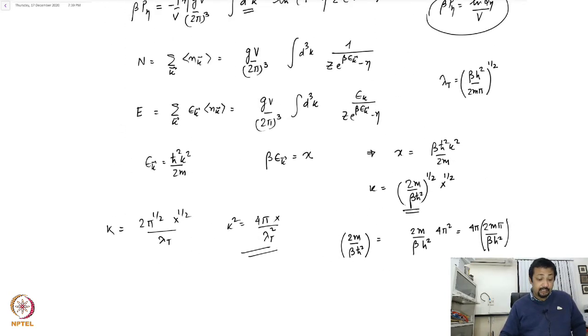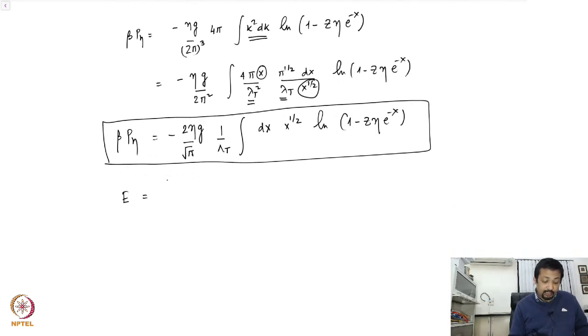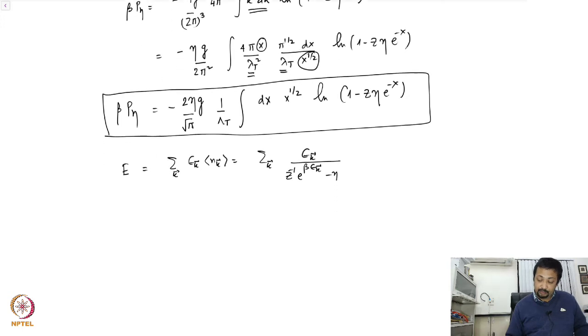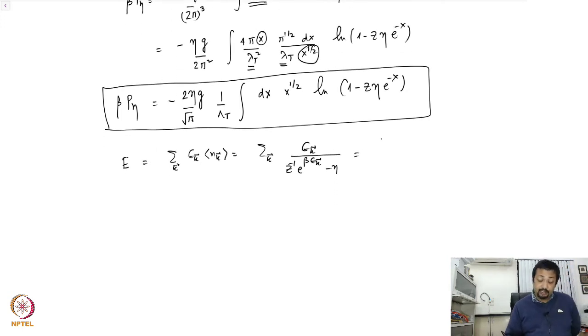Let's look at the energy. The energy is sum over k epsilon k average n k, which means this is going to be sum over k epsilon k over z inverse e to the power beta epsilon k minus eta. And this, if I convert it to an integral, is going to be gv over 2 pi whole cube integration k square dk. We will multiply this with beta, so that I have beta epsilon k throughout. And the reason is because I have defined beta epsilon k as x, so my life is going to be simpler. E to the power beta epsilon k minus eta.